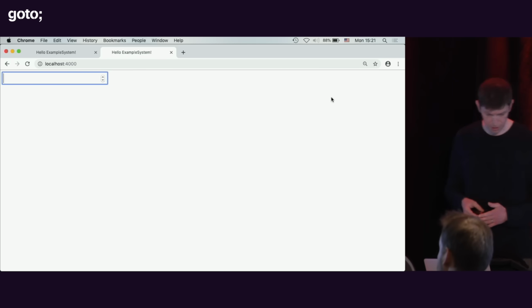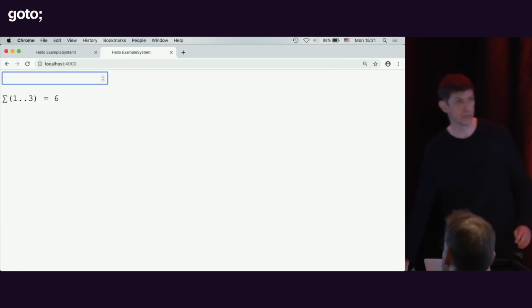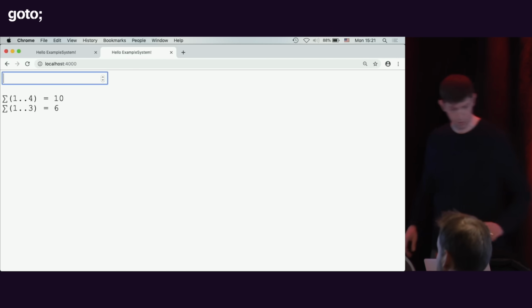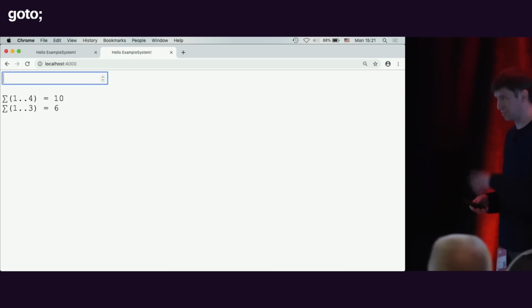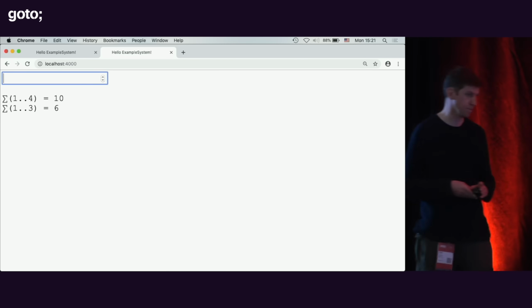In this particular case, the input is a positive integer, a natural number. And so when a user submits the input, the system computes the sum of the first N natural numbers, right? So for 3, 1 plus 2 plus 3 equals 6, and for 4, 1 plus 2 plus 3 plus 4 equals 10. Again, not super spectacular, but it gives us a little bit of context to go on with.